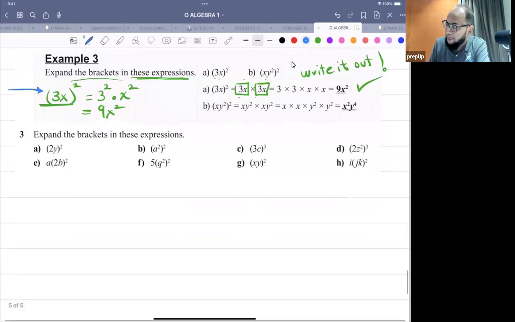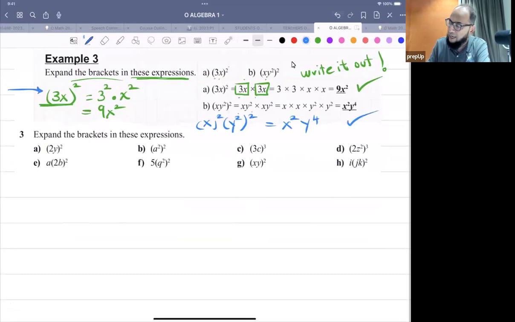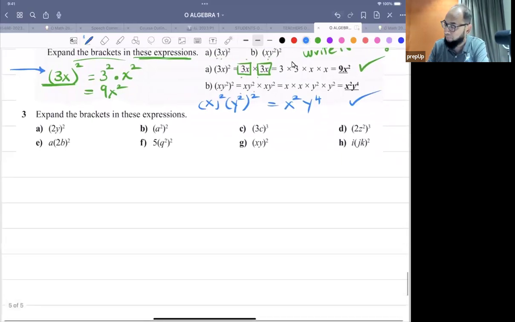Similarly, the next one, x y square raised to power of 2. So that is x and y square, x raised to power of 2. Let me write it like this, x raised to power of 2 and y square raised to power of 2. So x raised to power of 2 is x square. These two powers, 2 and 2, multiply. This is y raised to power of 4, and that's how the answer looks.